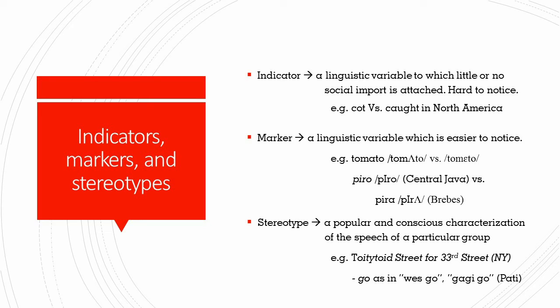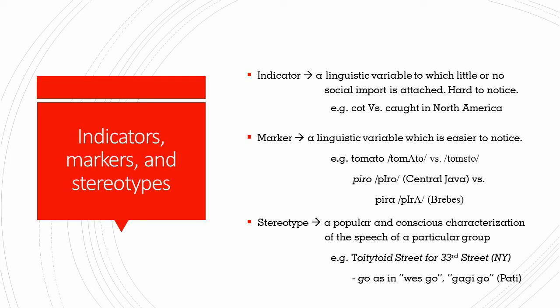On the other hand, a marker can be quite noticeable. Like the previous example, singing and singin', or maybe tomato versus tomato. Or when Semarang people say piro, people from Brebes will say pira. They are quite noticeable even for the untrained researcher.